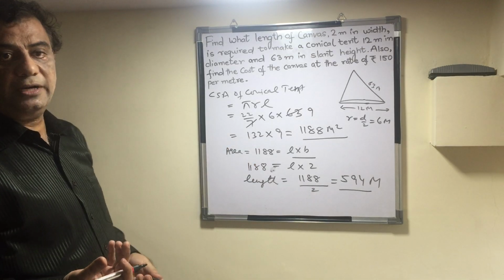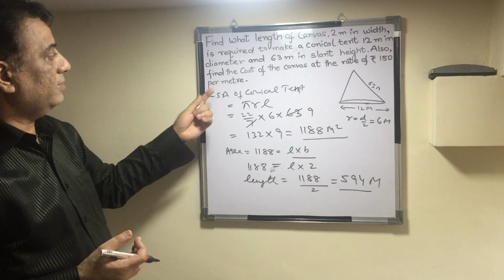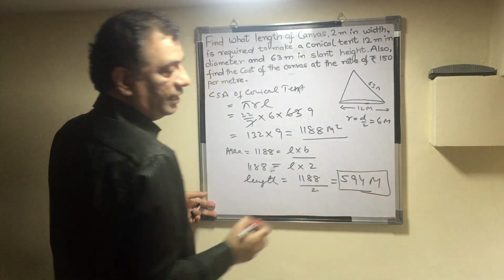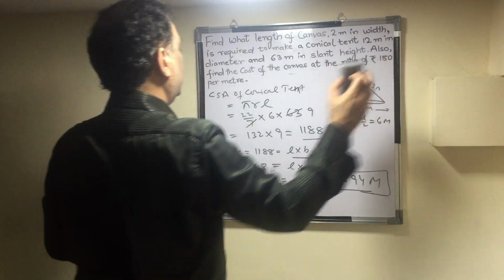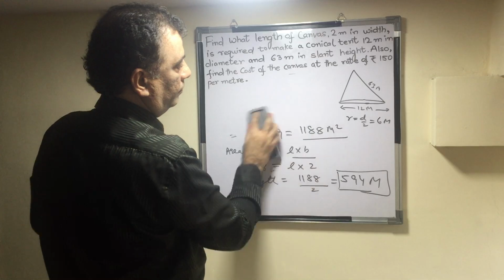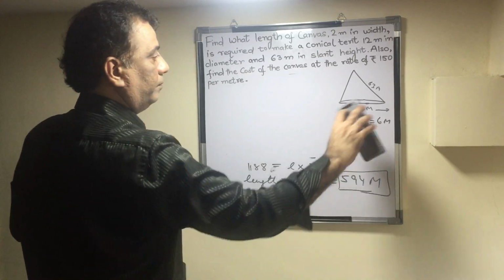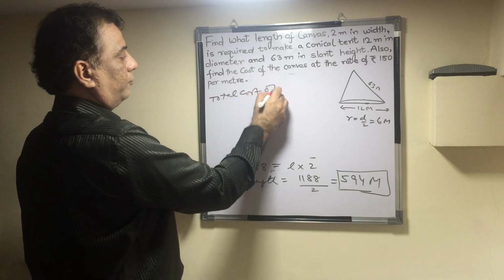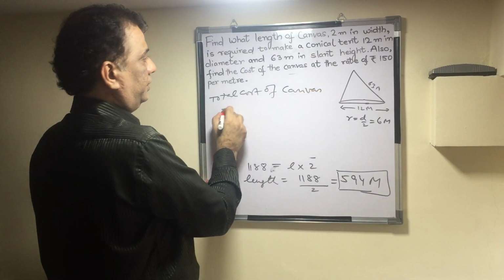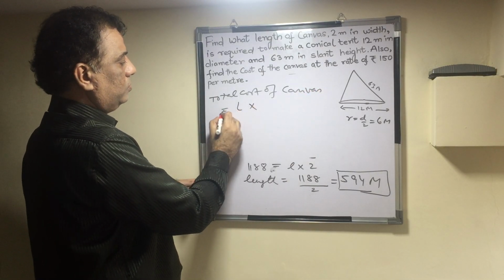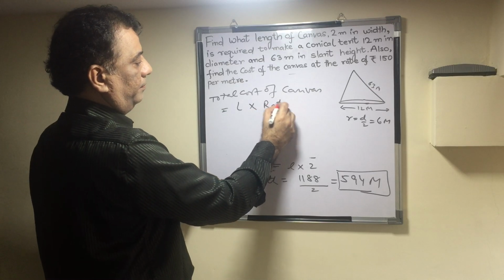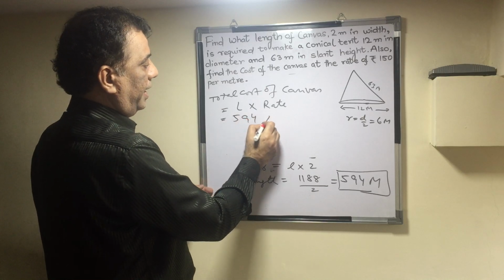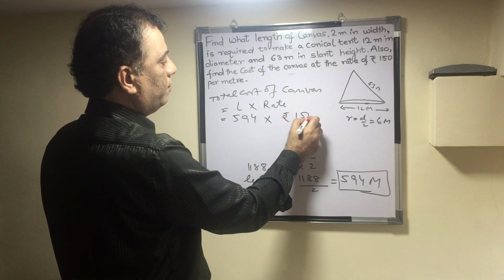Now we have got the value of length of the canvas. Now we can find the cost of the canvas. This is the first part, length of the canvas. Second part is find the total cost. Total cost of canvas is length into rate. Length is 594 and rate is rupees 150.